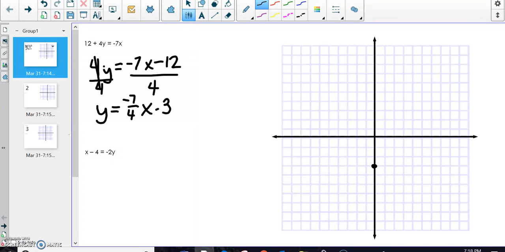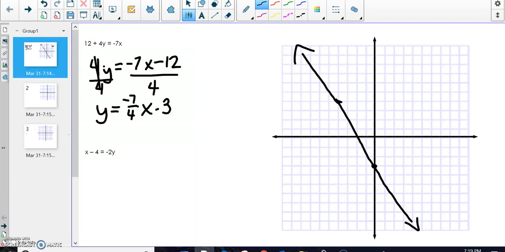So 1, 2, 3, 4, 5, 6, 7. And then I'm going to go over 1, 2, 3, 4 and place my point. And then I can draw my line. I'll try and draw as straight a line as I can. And there's my first line.